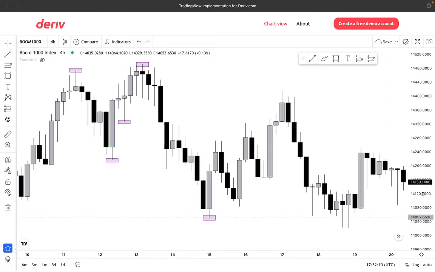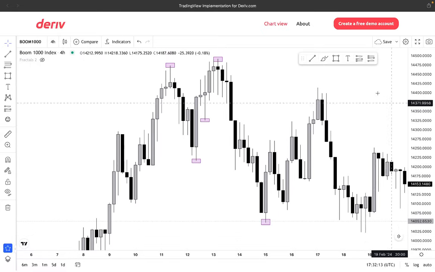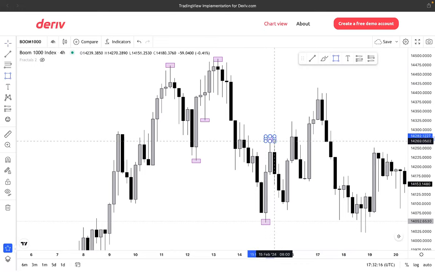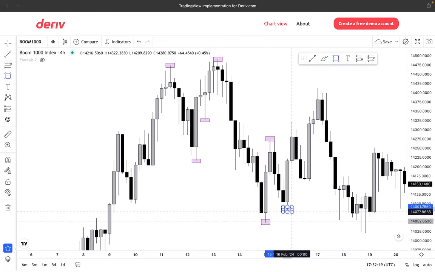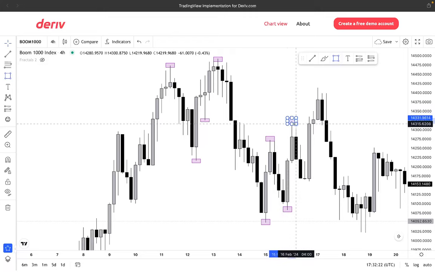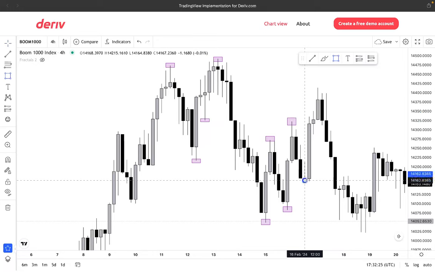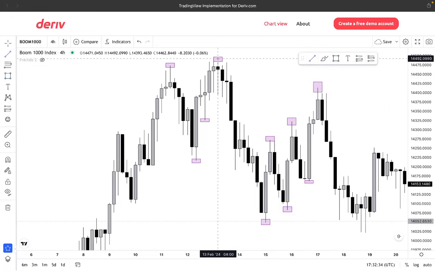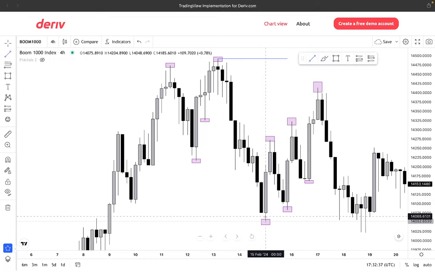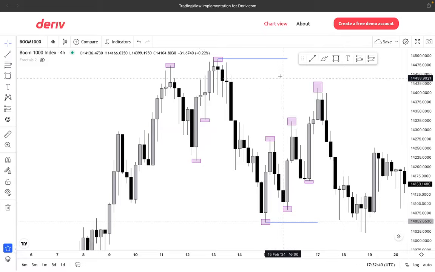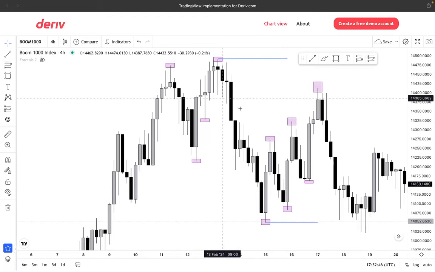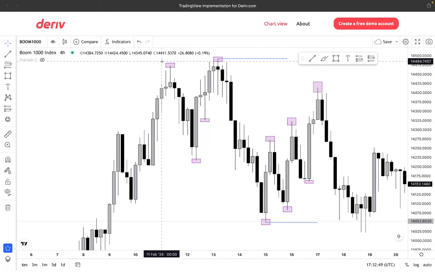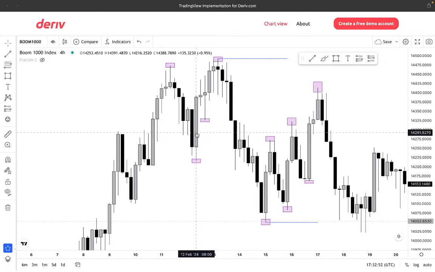Now we're going to have internal structure as well. So now we got a high, low, high, low, high. This is just some examples. So this is the bigger picture. This is the higher time frame high, higher time frame low. And then anything between this range is going to be internal structure. But that's how I identify my highs and my lows. I hope that helps.